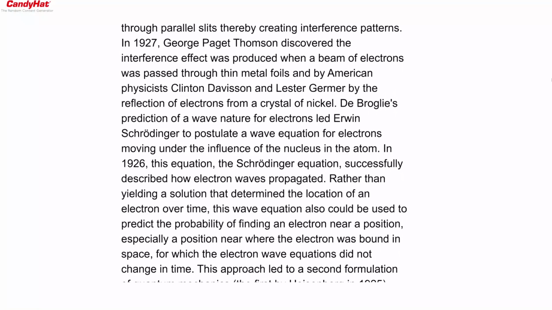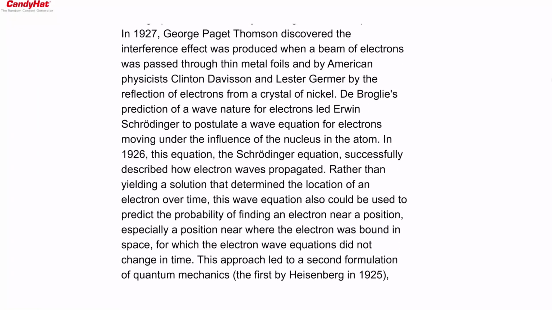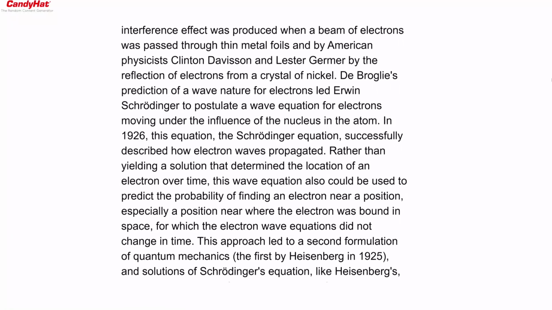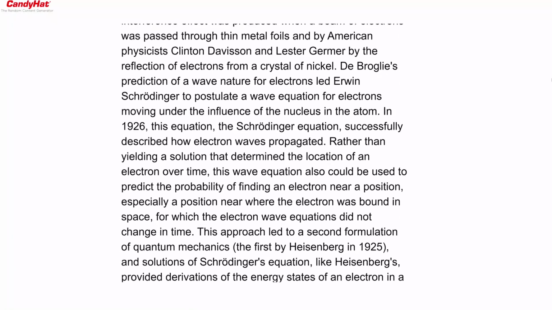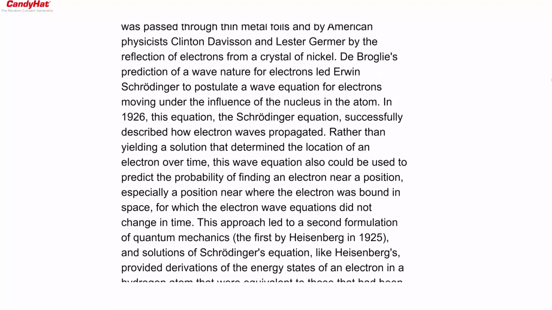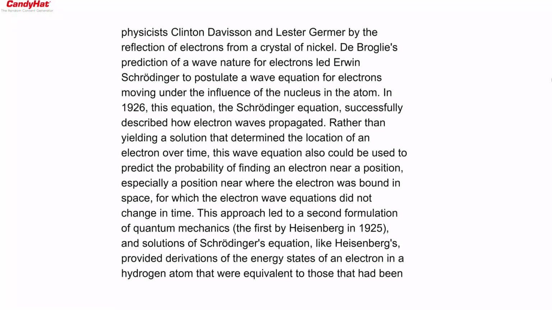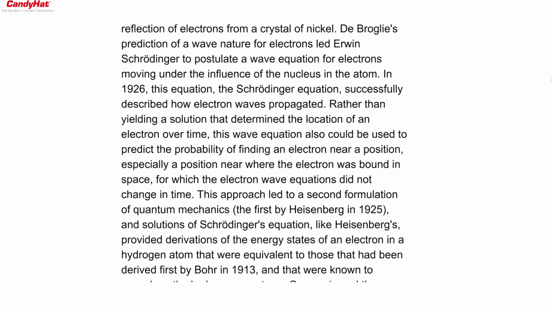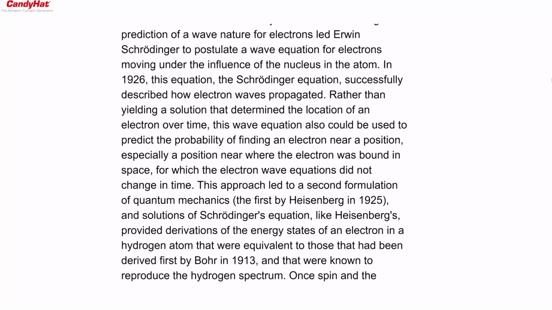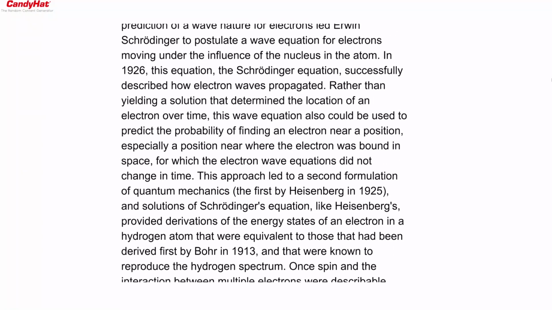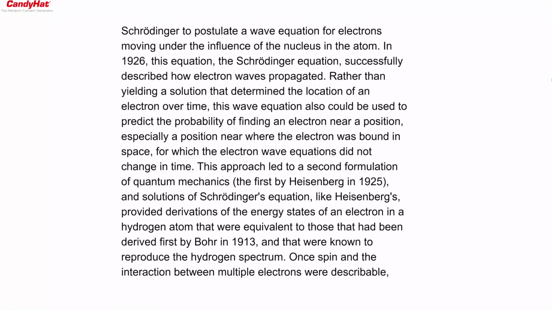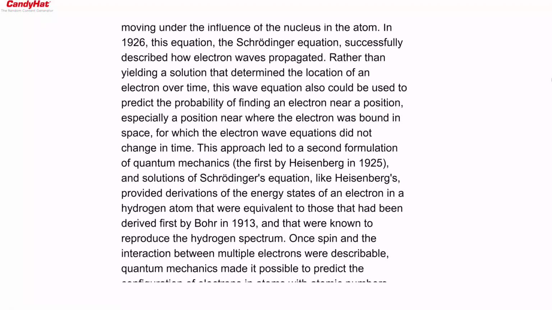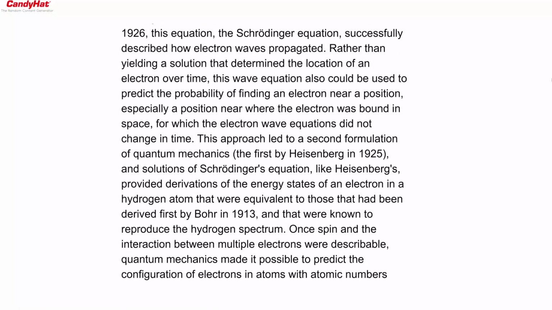This approach led to a second formulation of quantum mechanics, the first by Heisenberg in 1925, and solutions of Schrödinger's equation, like Heisenberg's, provided derivations of the energy states of an electron in a hydrogen atom that were equivalent to those that had been derived first by Bohr in 1913, and that were known to reproduce the hydrogen spectrum. Once spin and the interaction between multiple electrons were describable, quantum mechanics made it possible to predict the configuration of electrons in atoms with atomic numbers greater than hydrogen.